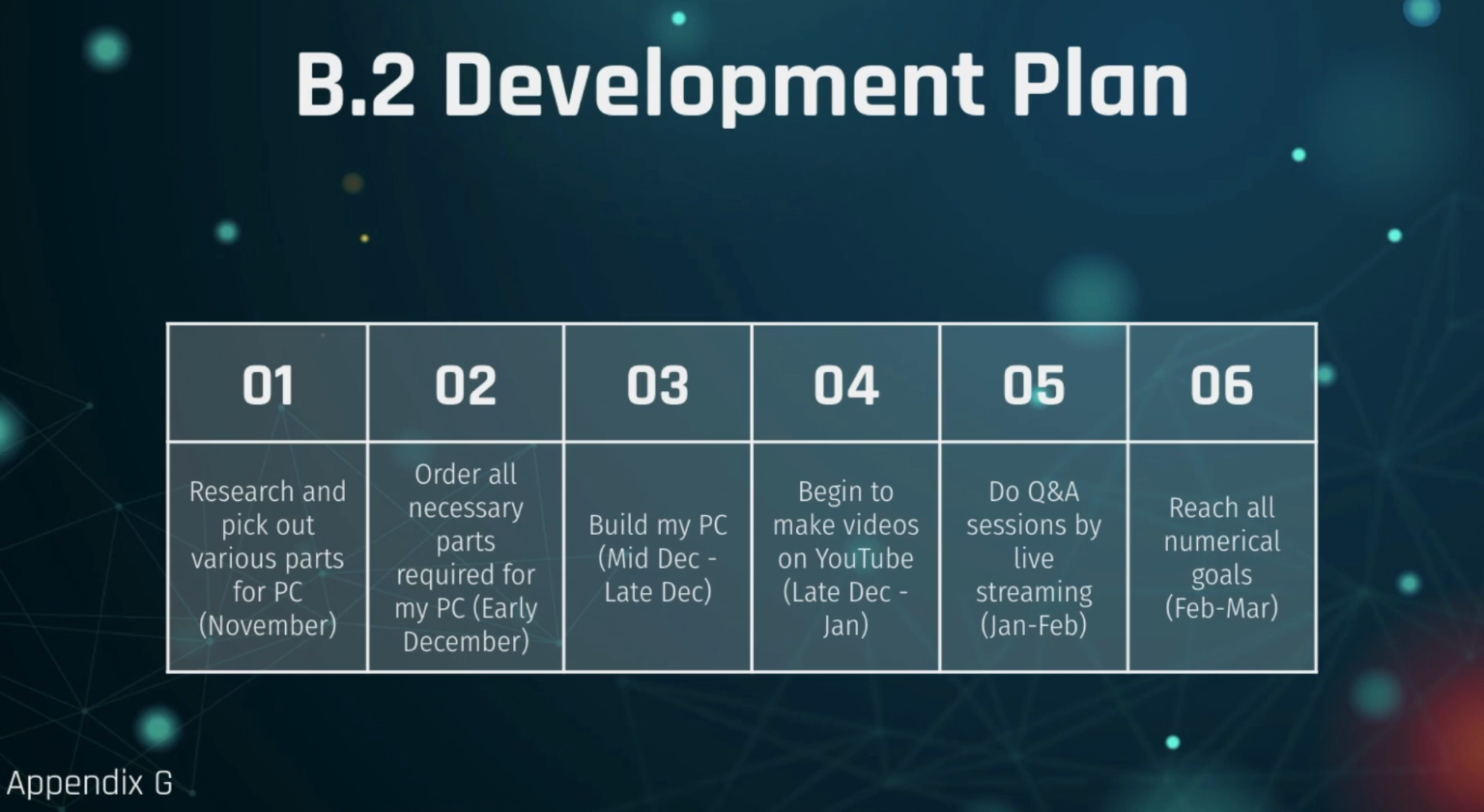Now, let's take a look at the second stage of criteria B, the development plan. Before your eyes is the development plan I had created in December to follow in order to ensure the project is completed on time.